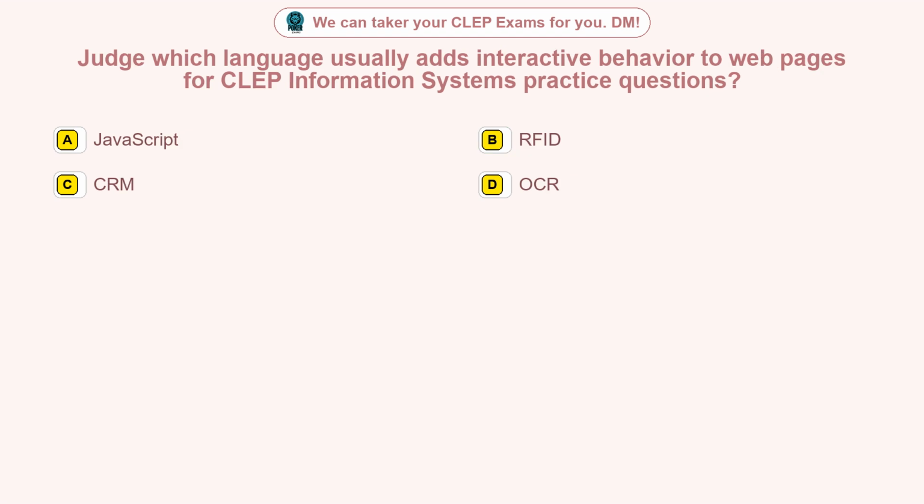Question 36. Judge which language usually adds interactive behavior to web pages for CLEP Information Systems practice questions. Option A, JavaScript. Option B, RFID. Option C, CRM. Option D, OCR. The correct answer is option A, JavaScript.